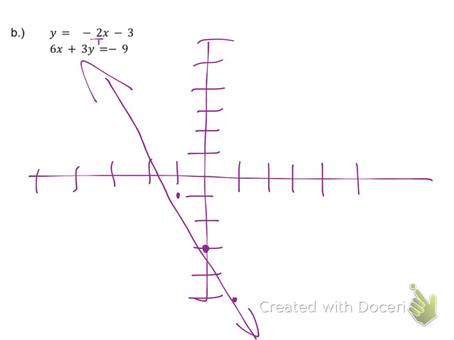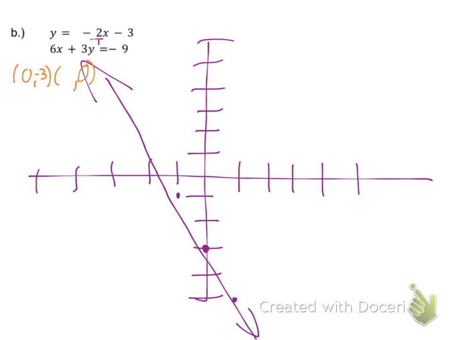Next, we'll go with orange. So next, I'll use the cover-up method. Put a 0 in for x, put a 0 in for y. If I put a 0 in for x, y equals -3. I think I can agree with that.